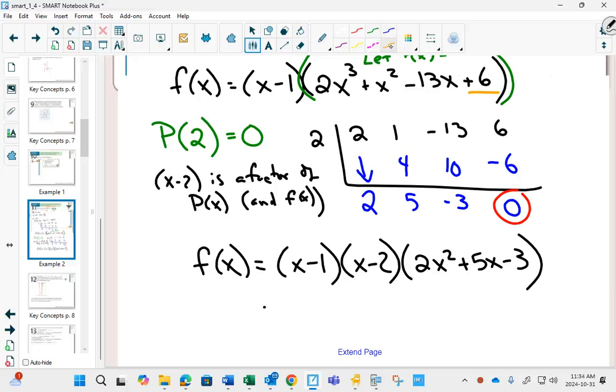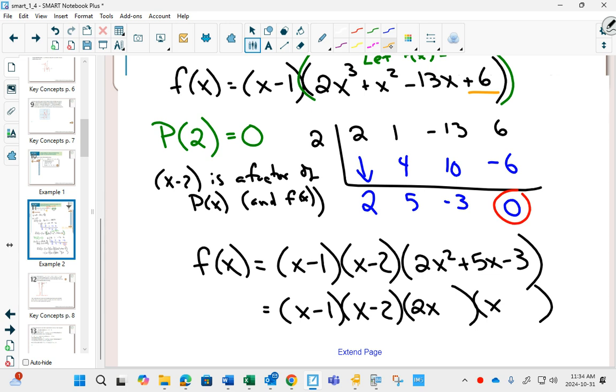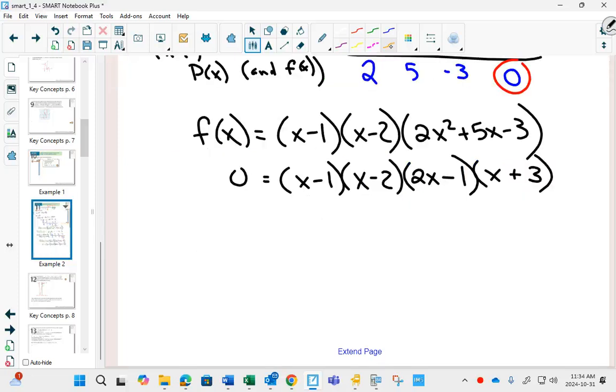As soon as you get a quadratic, now you can factor in the normal way, 2x and x. I'm going to go 3 and 1, plus 3 gives me plus 6, minus 1 would give me plus 5. And if you set that equal to 0, you have 4 x-intercepts.